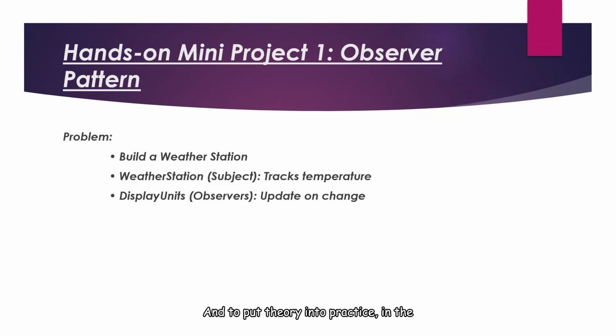Time to put theory into practice. In the first mini project, you will create a weather station application using the observer pattern. The weather station will act as the subject and track temperature changes. The display units, our observers, will subscribe to the weather station and get automatically updated when the temperature changes. This exercise will give you a solid grasp of real-world event-driven programming.